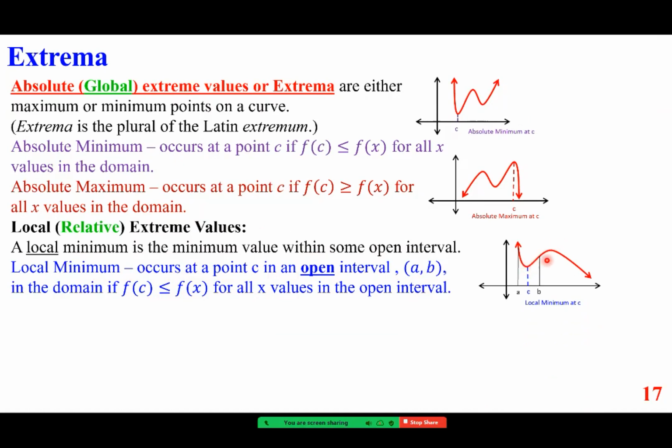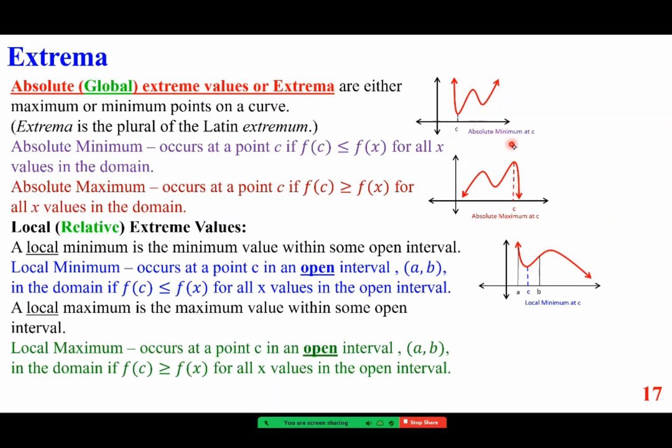As you can see, this is a local min, this is a local max. Why is it local? Because this continues, so there are points less than that. Why is this a local max? Because this continues, and there are points with larger y coordinates. A local maximum is the maximum value within some open interval. A local maximum occurs at the point c in an open interval of a to b in the domain of f if f of c is larger than f of x for all x values in some open interval.